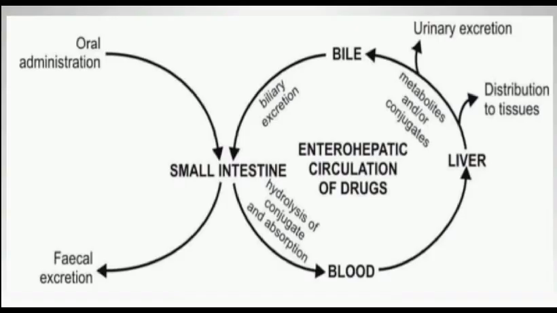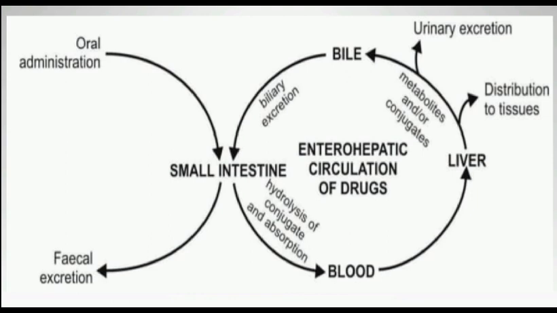Enterohepatic circulation is a process. Drugs are conjugated to glucuronic acid, excreted into bile, and metabolized back into free drug by intestinal bacteria. The drug is then reabsorbed into plasma. Lower doses of drugs can be therapeutically effective. Elimination is reduced by the recycling of the drug.